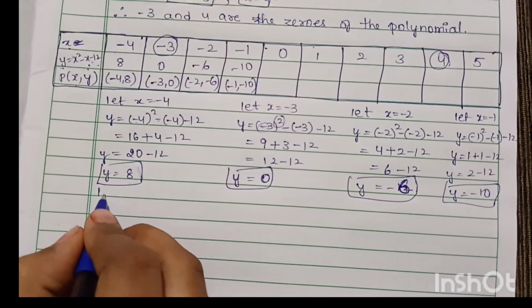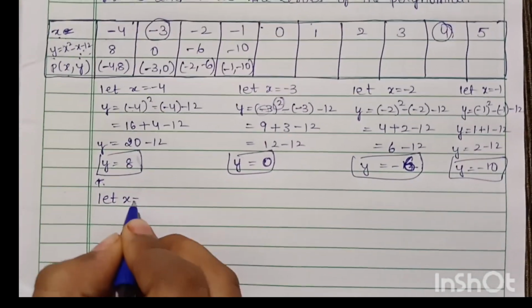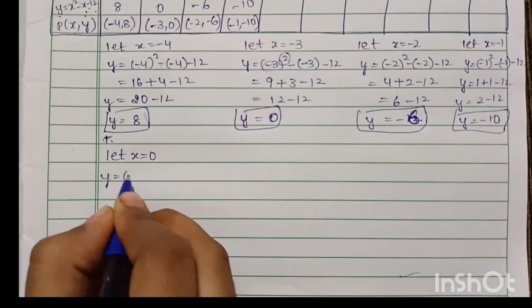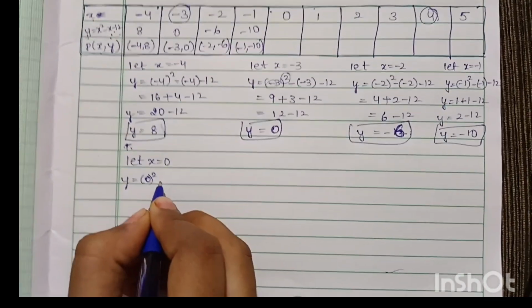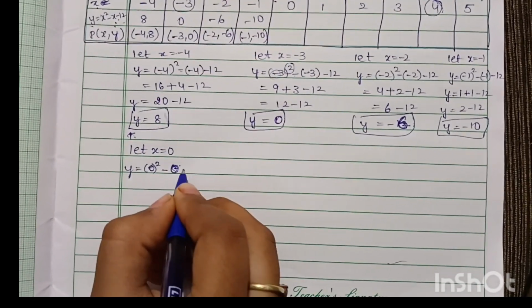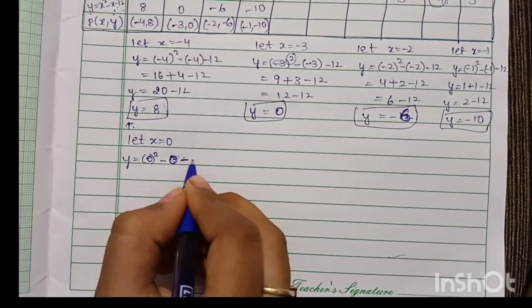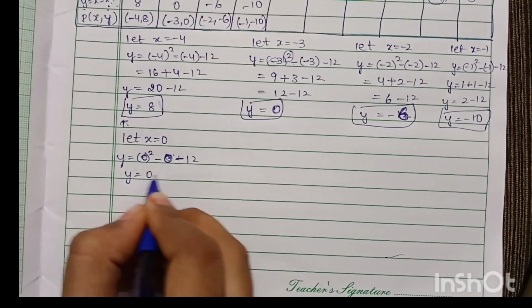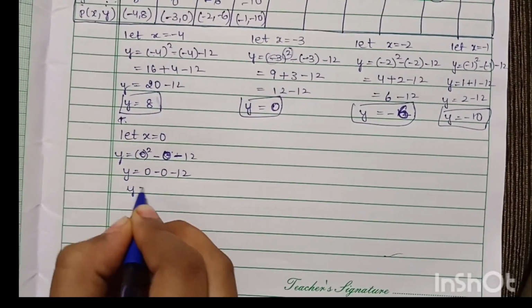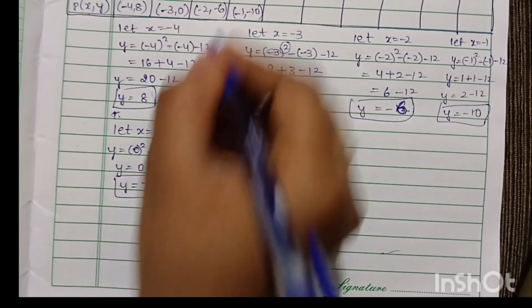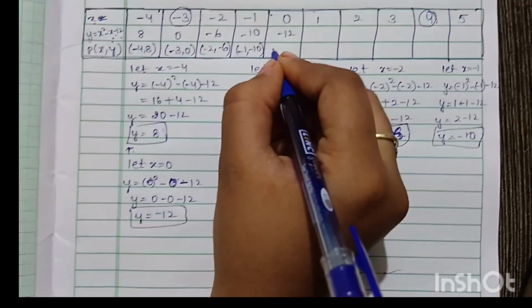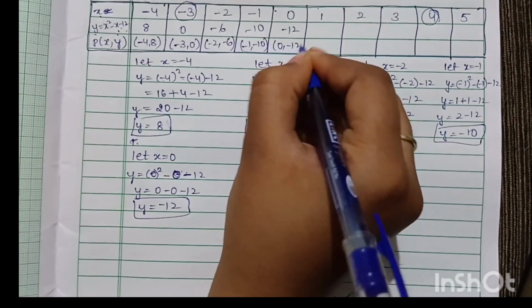Next, let x equal 0. Then y equals 0 square minus of 0 minus 12. So y equals 0 minus 0 minus 12, so y equals minus 12. So the point (x, y) is (0, minus 12).